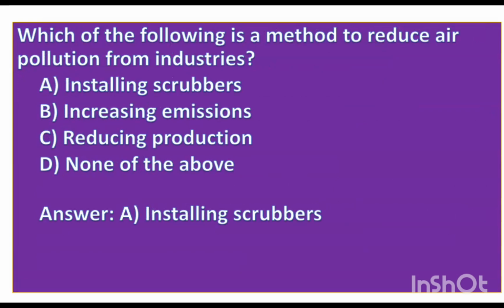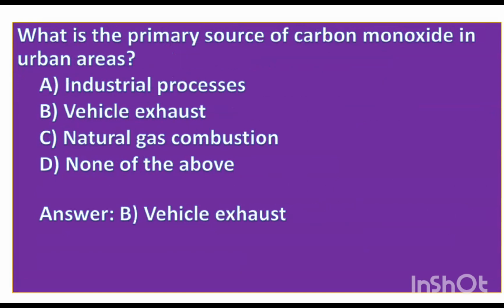Which of the following is a method to reduce air pollution from industries? Options: installing scrubbers, increasing emissions, reducing production, none of the above. Answer: installing scrubbers. What is the primary source of carbon monoxide in urban areas? Options: industrial process, vehicle exhaust, natural gas combustion, none of the above.